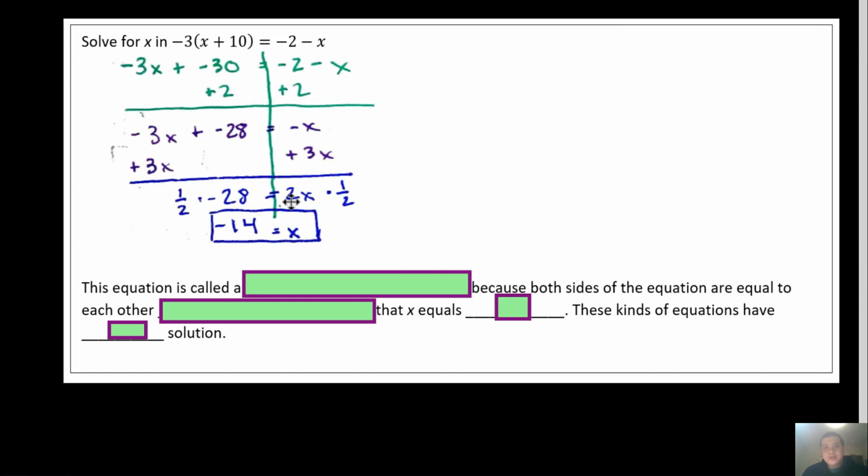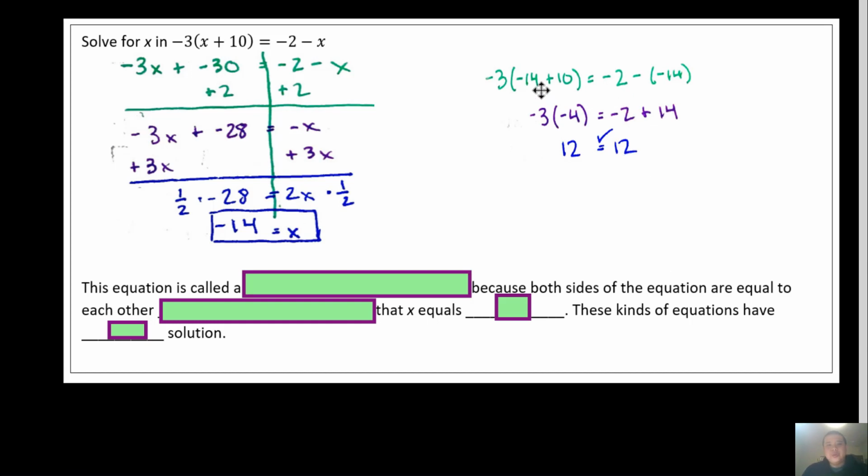What you should have found is that x equals negative 14. And if we do the check, negative 14 plus 10 is negative 4. Do keep change on this side. Negative 3 times negative 4 is 12. Negative 2 plus 14 is 12 as well.